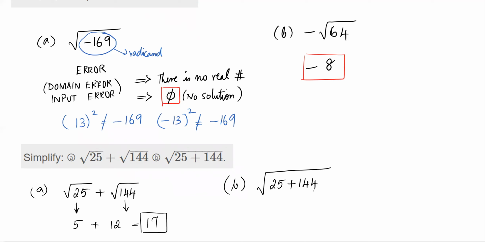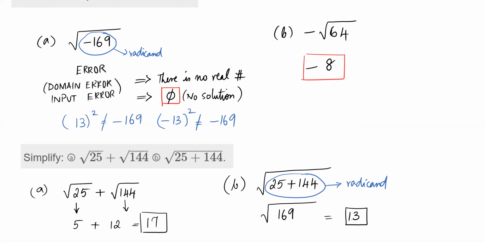Part B has one long square root with 25 plus 144 underneath it. So your radicand is this entire thing, right? So you want to do that first. So if you were to add them, 25 plus 144 is 169. And then you take the square root of 169, which is 13. Okay. Now this illustrates that you get two separate answers. They're totally different answers because the question itself was totally different.